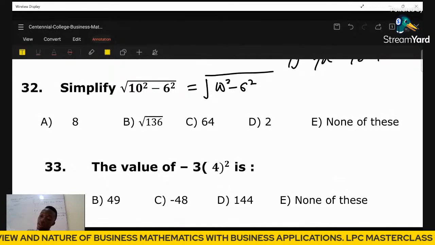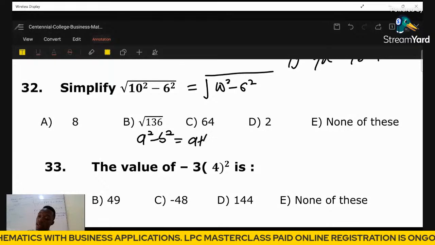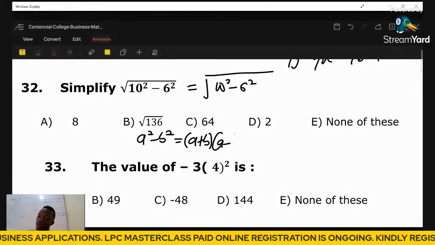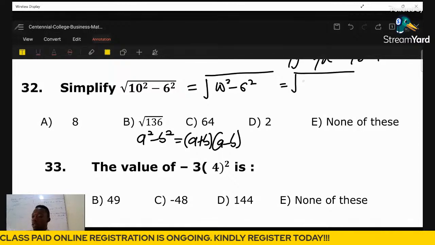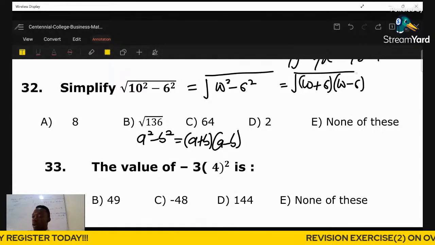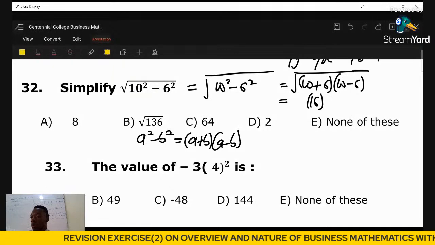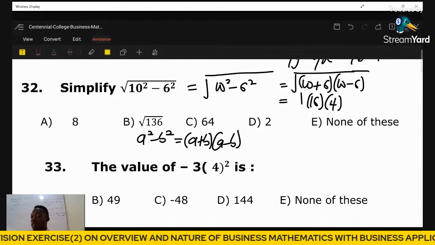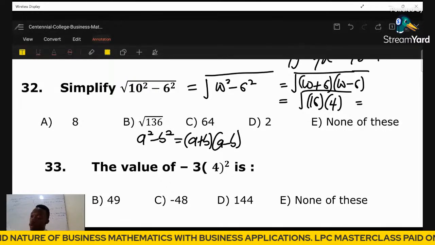For the difference of two squares approach, if I have a square minus b square, I can write this as a plus b, then a minus b. So we can use that here by saying that this is going to give us the square root of 10 plus 6 multiplying 10 minus 6. So at the end of the day, 10 plus 6, we are getting 16, multiplying 10 minus 6, we are getting 4, and put in your square root. So 4 multiplying 16, we are getting 64. So square root of 64.